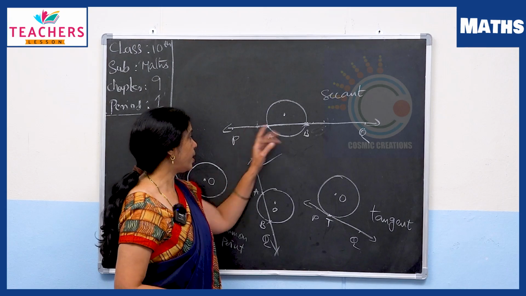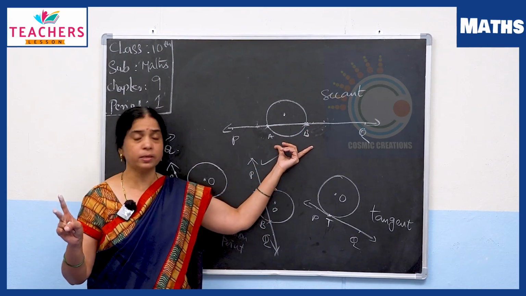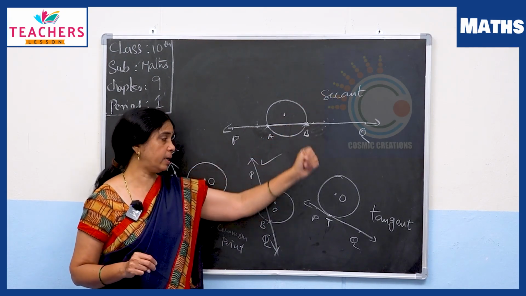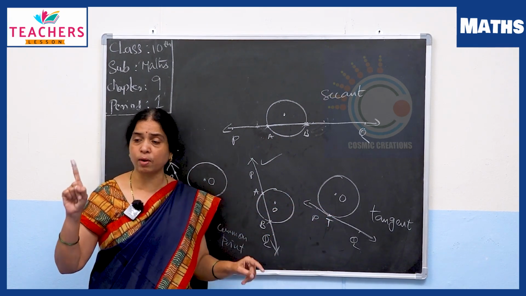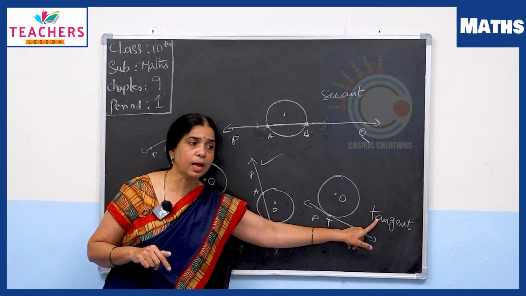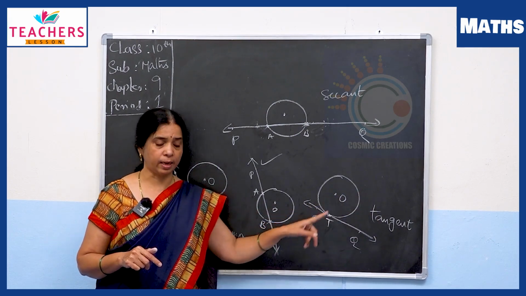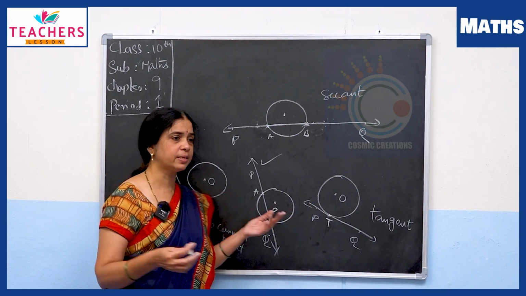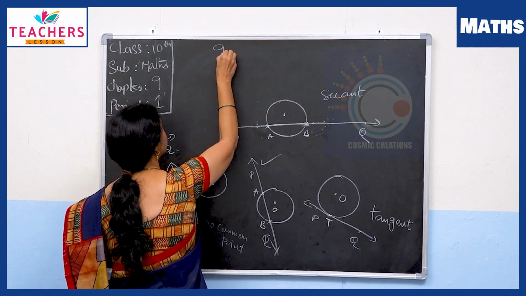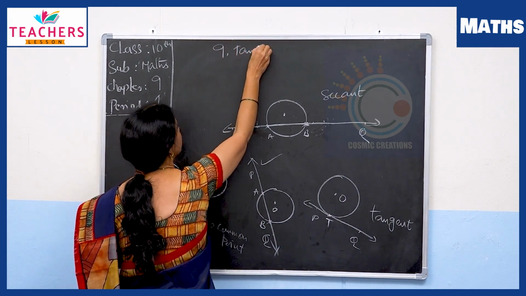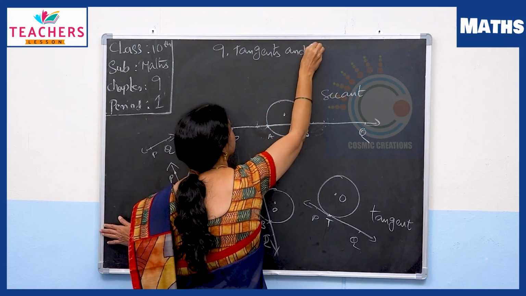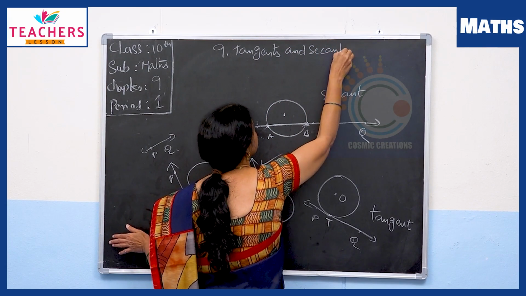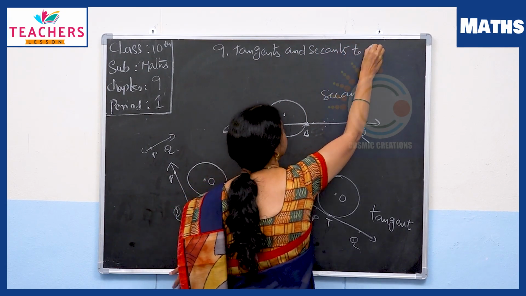Now you see, if a line intersects the circle at 2 points, it is called the secant. If a line touches the circle at one and only one point, it is called the tangent to the circle. Now today our lesson is tangents and secants to a circle.